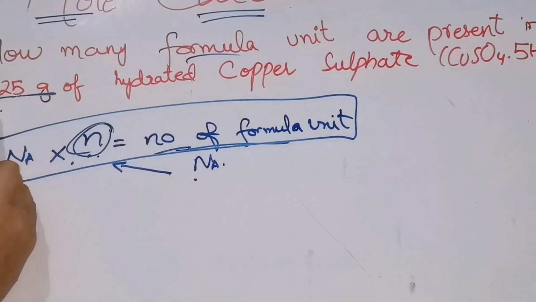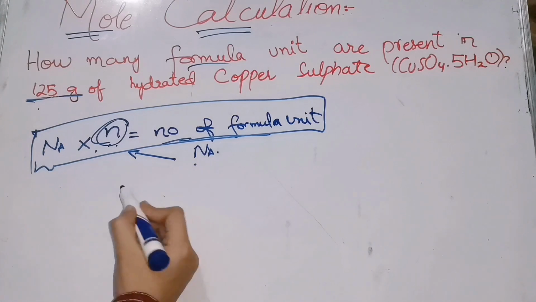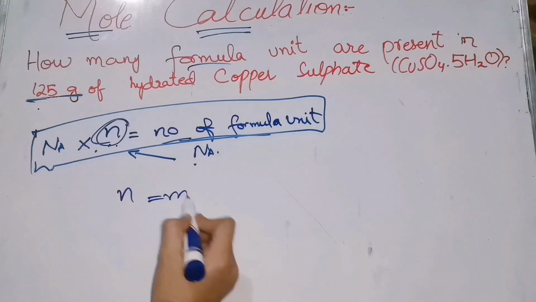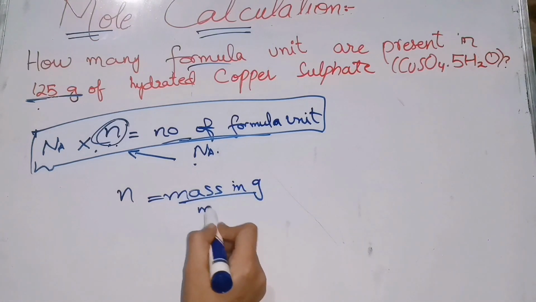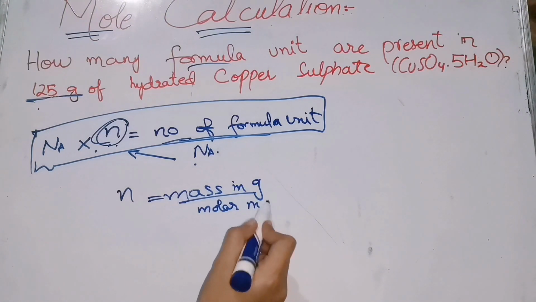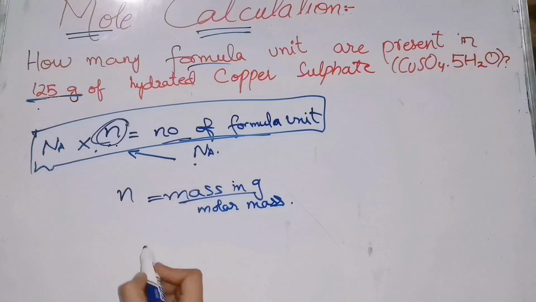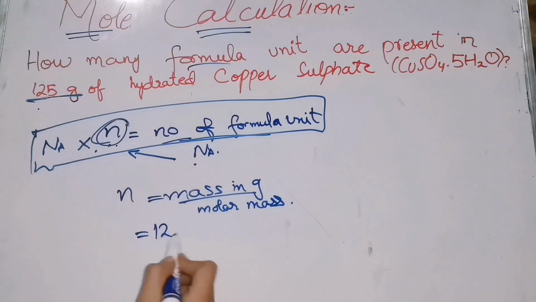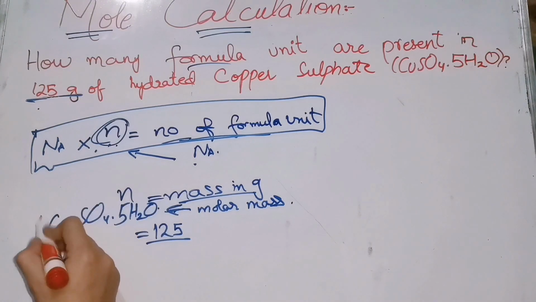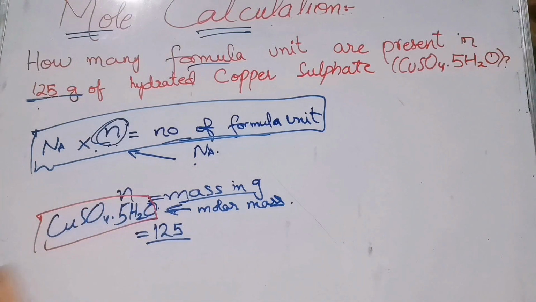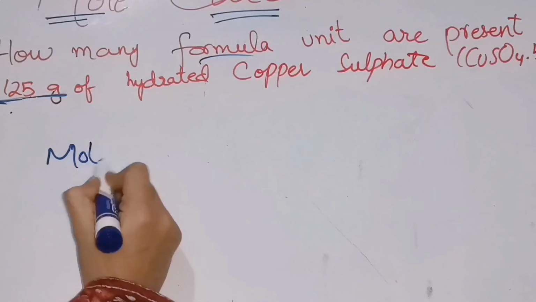So we will convert this mass in gram to the number of moles. First of all, we will find the number of moles, which is equal to mass in gram divided by molar mass. We know the mass in gram, which is equal to 125, and we have to find the molar mass. So we have to find the molar mass of hydrated copper sulfate. Let us first find the molar mass.